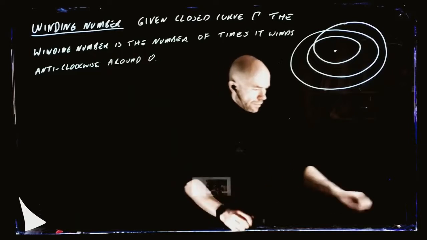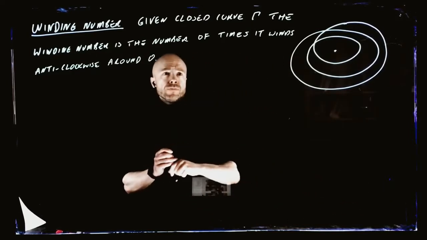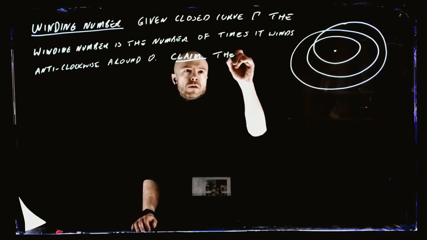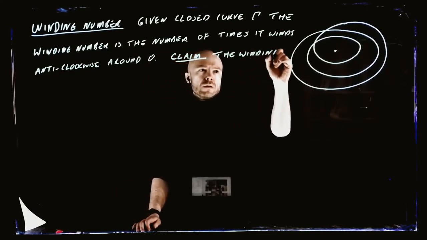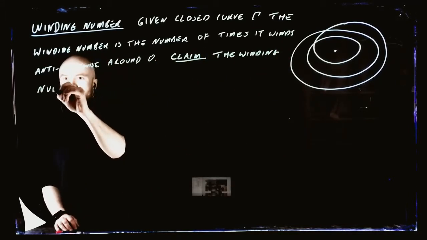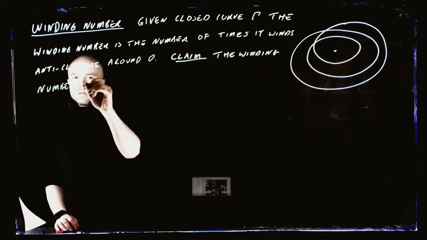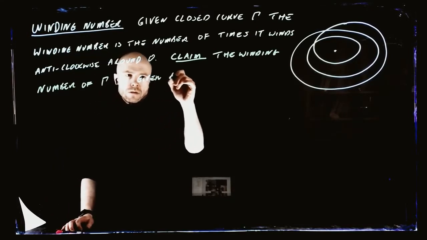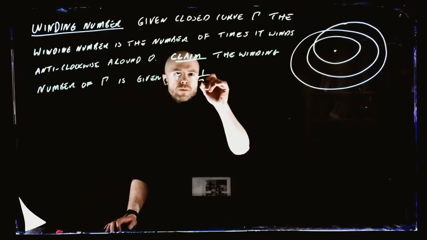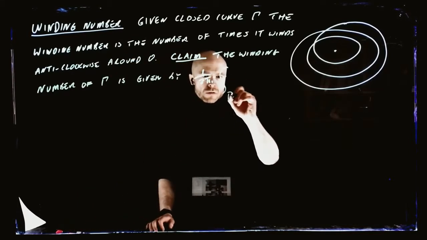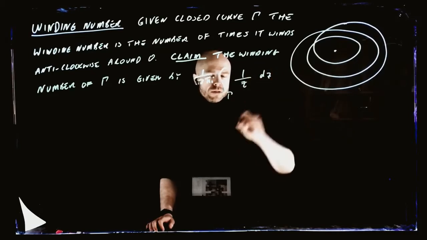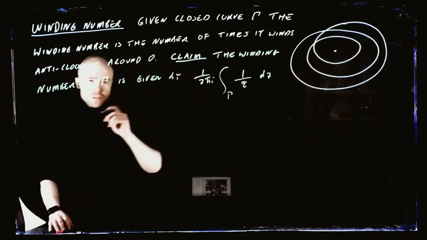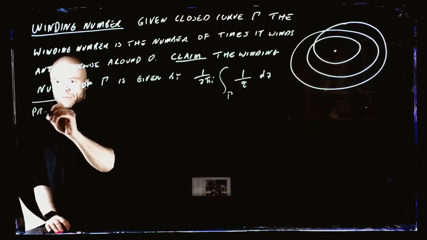So I claim the winding number of gamma is given by this: 1 over 2 pi i, the integral around gamma of 1 over z dz. Okay, so I'm going to show this claim, and the first thing to notice is the following. So, proof.